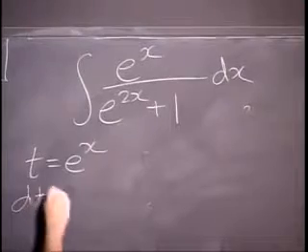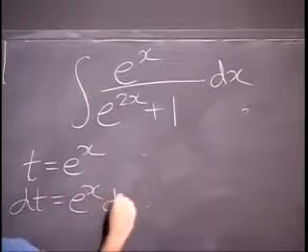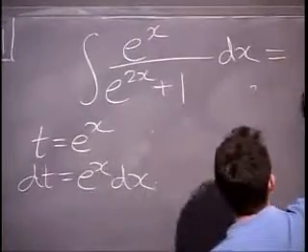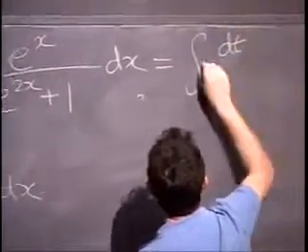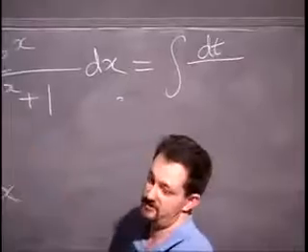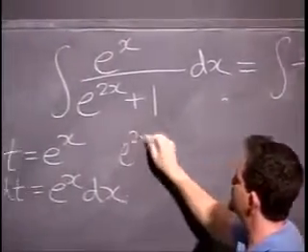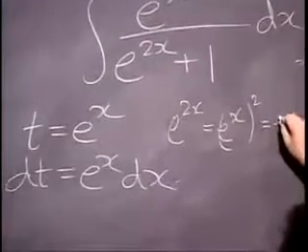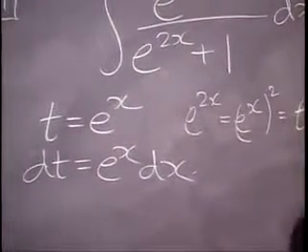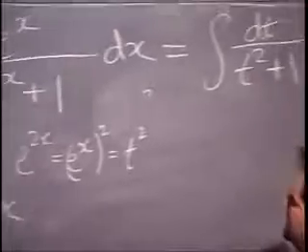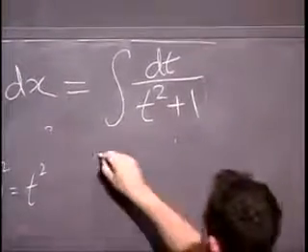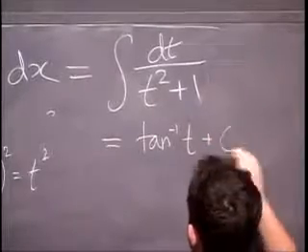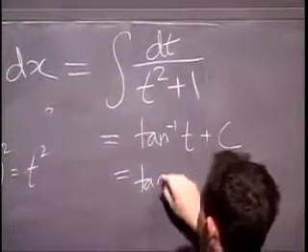You get dt is e to the x dx. Well, there's the dt on the top. The whole top just becomes dt. What's e to the 2x? Well, e to the 2x is just e to the x all squared, which is t squared. So the bottom becomes t squared plus 1. That's a bit of a trick. So it's inverse tan t. It's an indefinite integral, so I better put it back to x land.